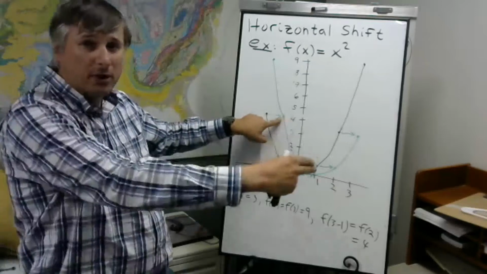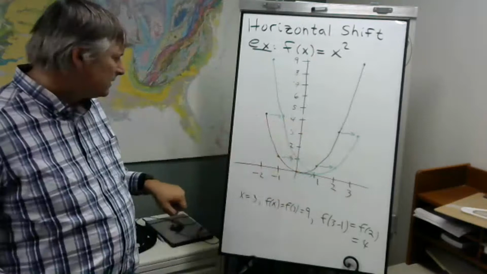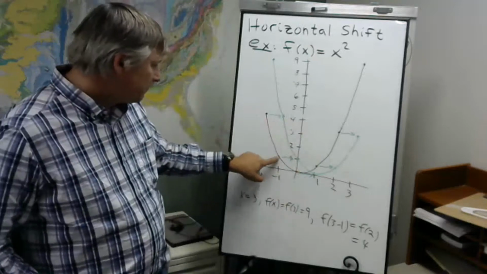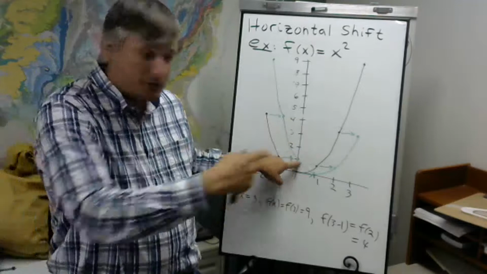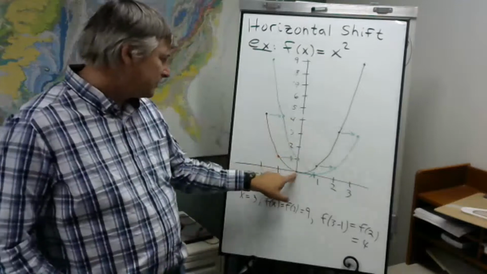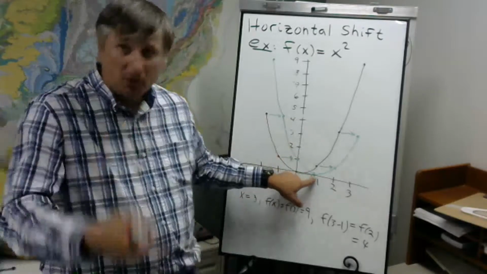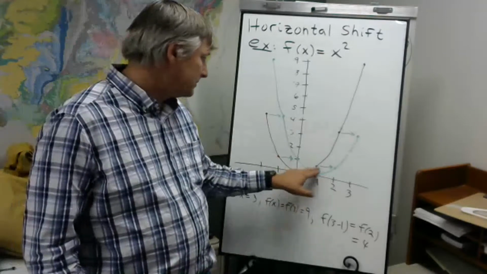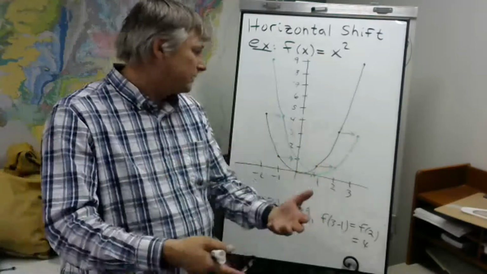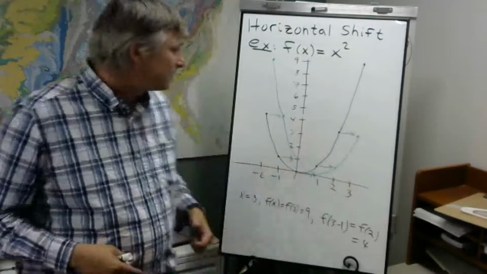So the point that used to be over -2 is now over -1. It's moved over to the right 1 unit. The point that was over -1 is now over 0. It's moved to the right 1 unit. The point at 0 is now at 1. It's moved over to the right 1 unit. And then the point at 1 here is now over 2. It's moved 1 over to the right.